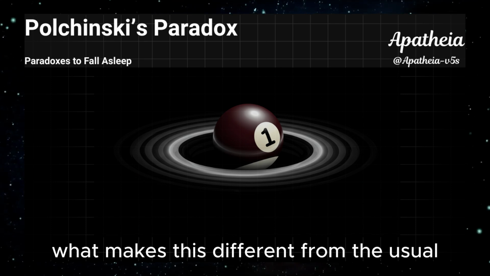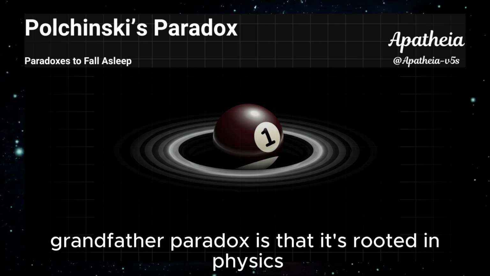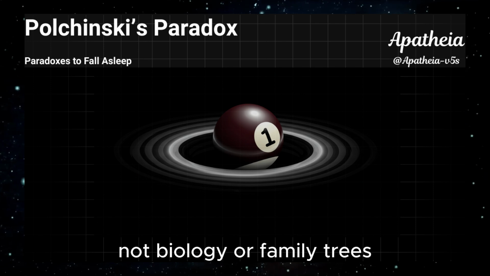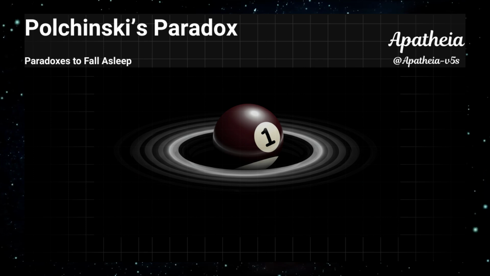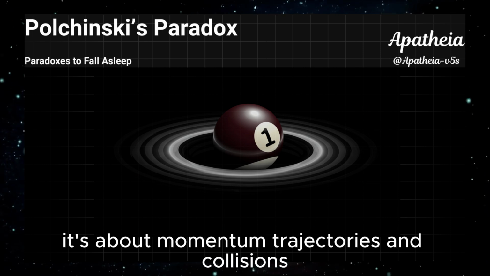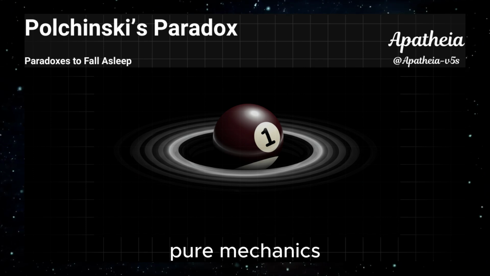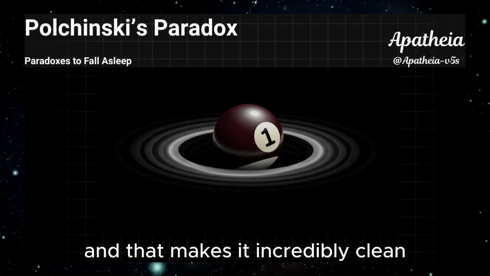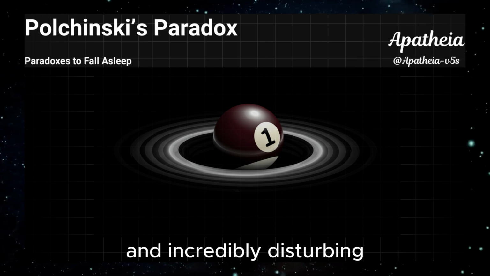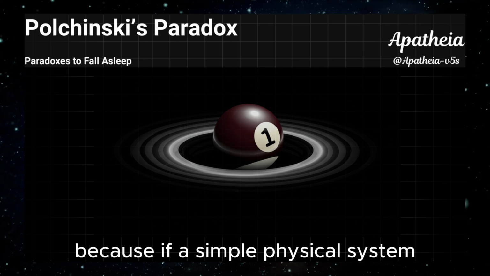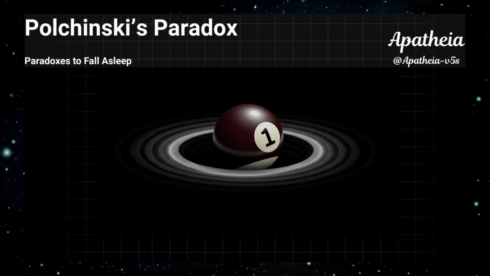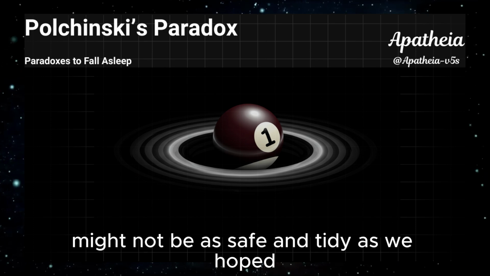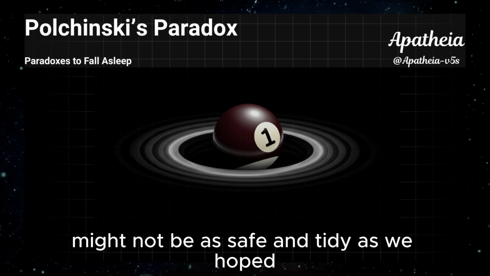What makes this different from the usual grandfather paradox is that it's rooted in physics, not biology or family trees. It's not about human decisions or moral puzzles. It's about momentum, trajectories, and collisions. Pure mechanics. And that makes it incredibly clean and incredibly disturbing. Because if a simple physical system like a billiard ball can break the rules of time, then time itself might not be as safe and tidy as we hoped.